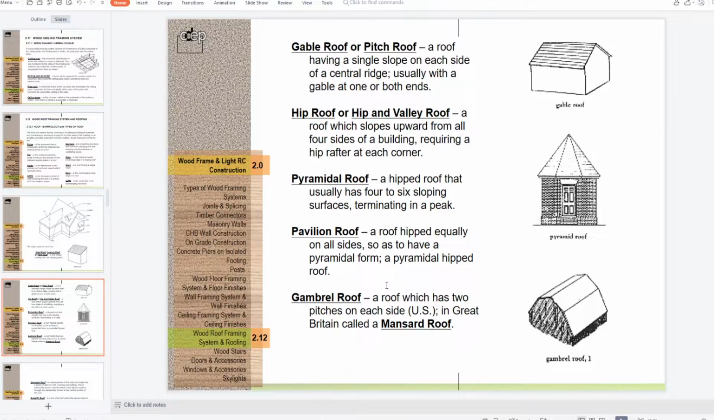Then the next one is the gambrel roof. So a roof which has 2 pitches on each side, in Great Britain called a Mansard roof. So kalabanan siya sa US makita. And then ang panawag sa iya sa Great Britain, Mansard roof.